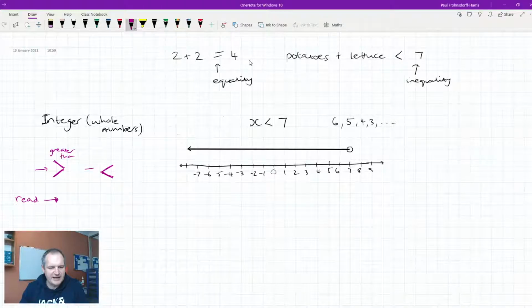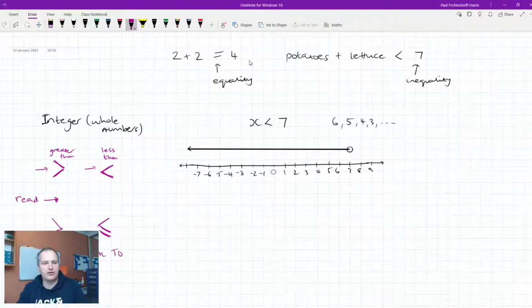If I read and I get to the small end first, this must be less than. So just think about reading it. What end am I getting to first? If, however, I want to do this, this means greater than or equal to. So it could be including the number that we're talking about.